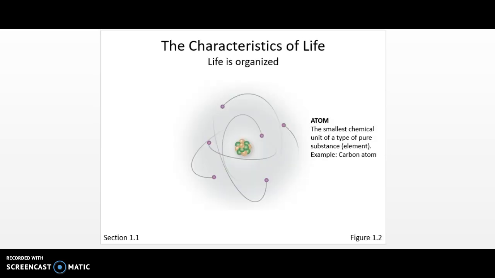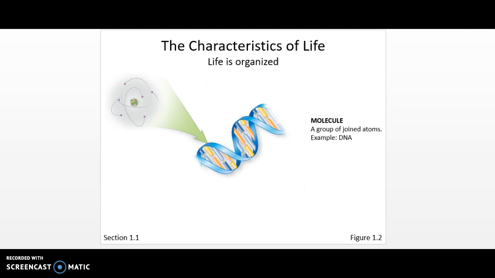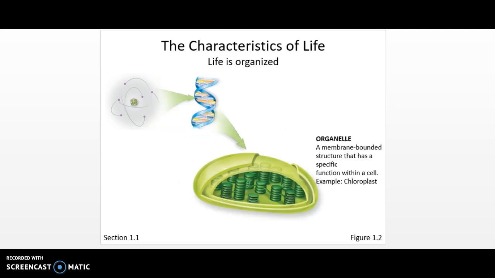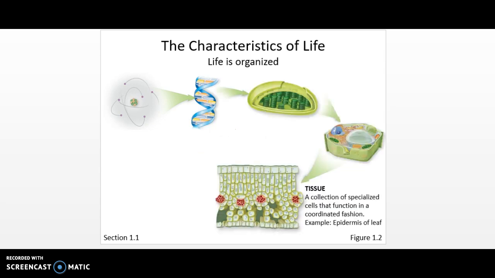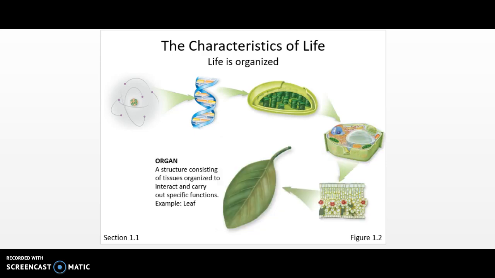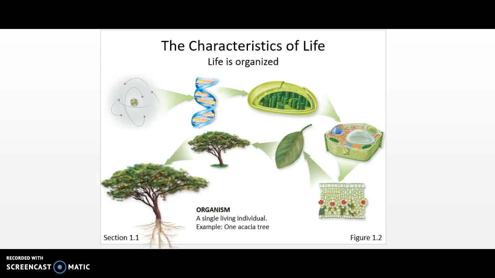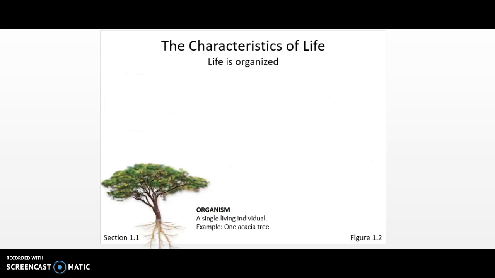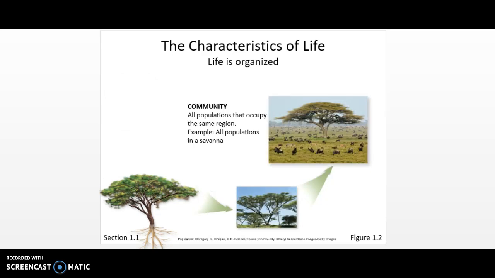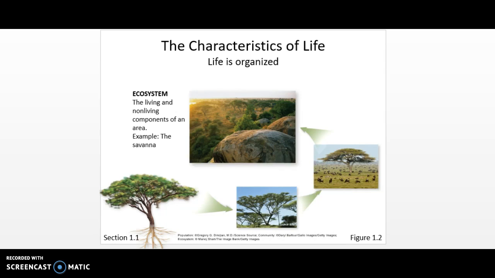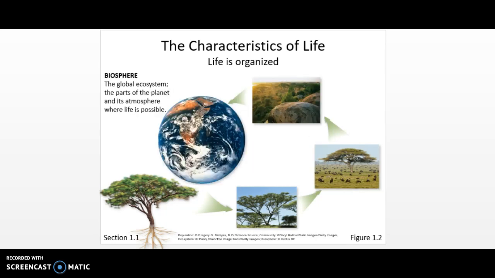So, of course, the smallest chemical unit of a type of pure substance is an element or an atom. Next, atoms will make up molecules like DNA or water. Molecules combined together will make up organelles like a chloroplast, which will make up a cell. Cells will make up tissue. Tissues make up organs. Organs make up organ systems. Organ systems make up organisms. The organism then makes up a population, and this is where evolution can occur. Populations make up communities. Communities make up ecosystems, and then multiple ecosystems form the biosphere.